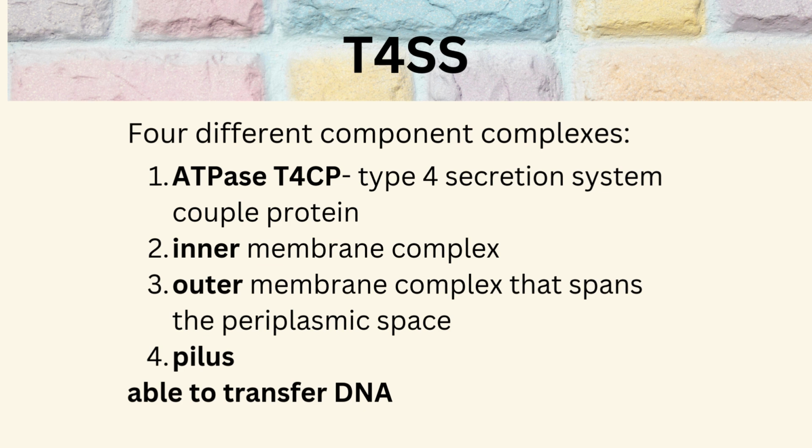The type 4 consists of 4 main component complexes. First, the ATPase, type 4 coupling protein, plays a key role in powering the system. Second, the inner membrane complex anchors the system to the bacterial cell's inner membrane, providing stability. Third, the outer membrane complex spans the periplasmic space. Finally, the pilus structure extends outward, enabling direct interaction with the target cell for the transfer of DNA or protein.